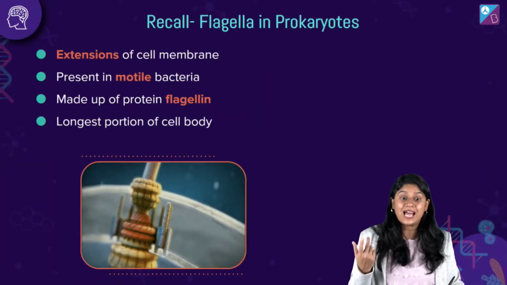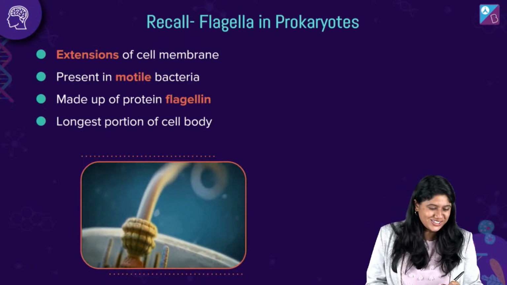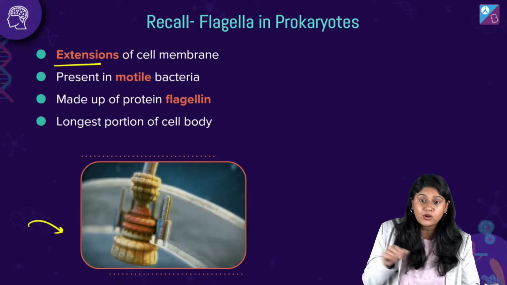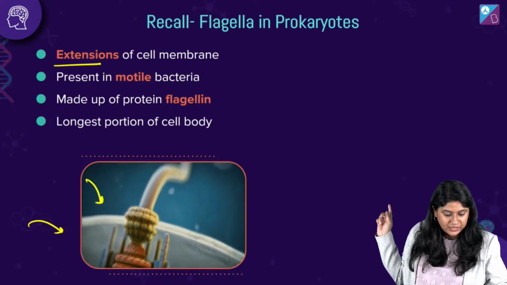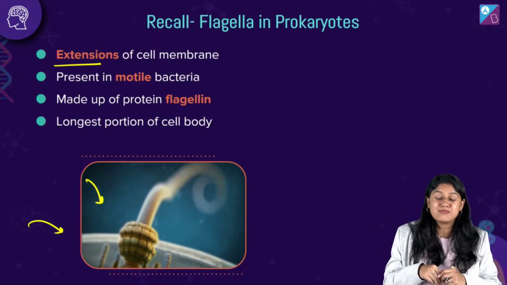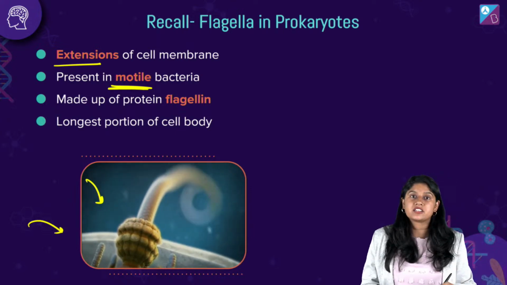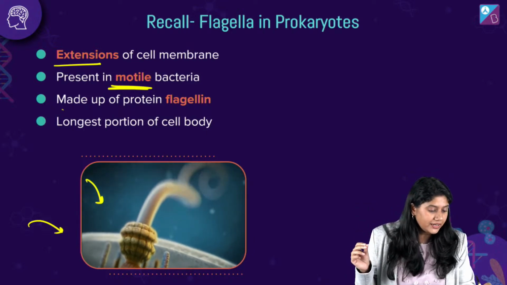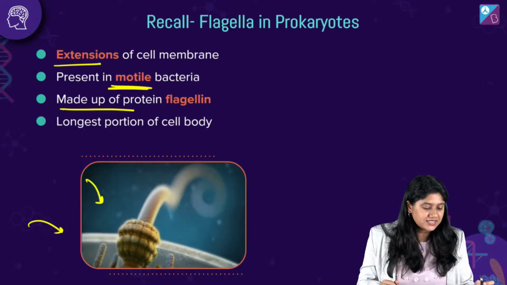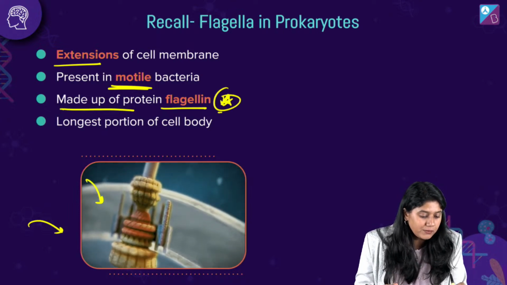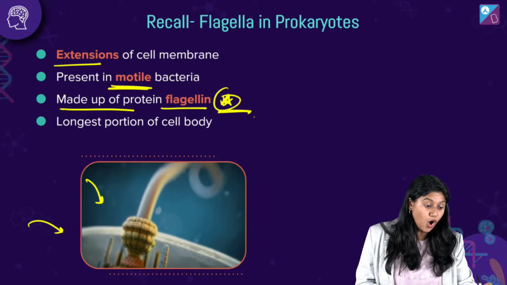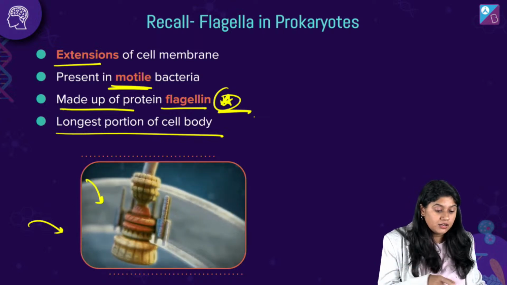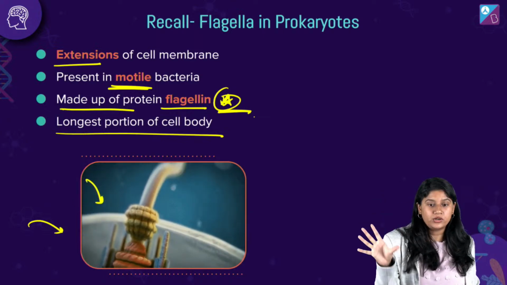Now, if we quickly recall the flagella, we know that it's an extension of the cell membrane. It stays on the cell membrane. Everyone observe this GIF. See, this is the structure. It is actually embedded in the plasma membrane or the cell membrane. It is motile. It is present in motile bacteria. It's definitely longer than the cilia. And it is made up of the protein called flagellin. Important thing, everyone, please do remember this. And this is the longest portion of the cell body. For example, if it is present in the bacteria, this flagella will be the longest portion of the cell body. Clear?